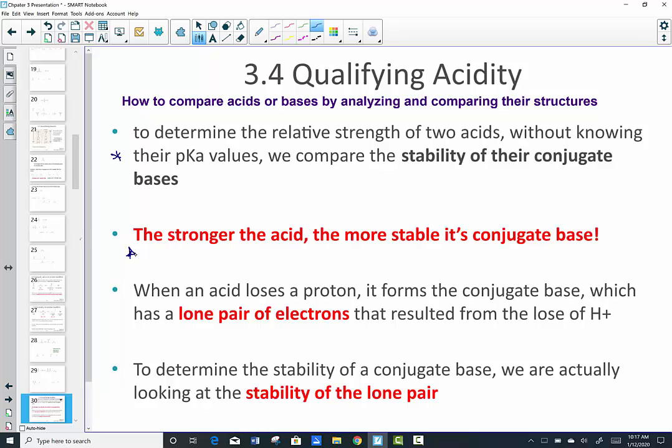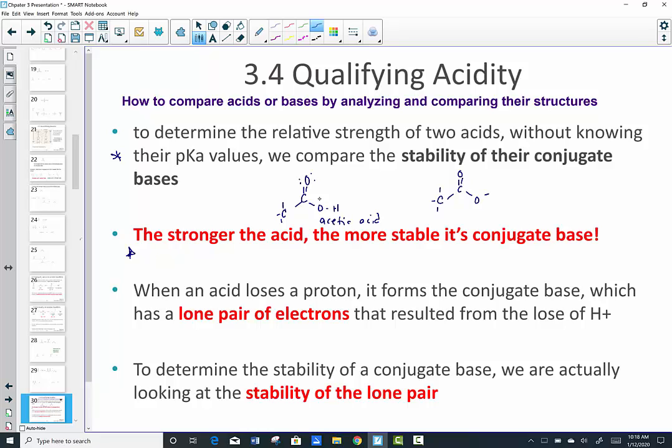The conjugate base must be able to stabilize the lone pair of electrons that resulted from the loss of the proton. So to determine the stability of a conjugate base, we're actually looking at the stability of the lone pair. For example, let's say we have an acid such as acetic acid, CH3COOH. You hear that "coo" at the end. This is acetic acid. Its conjugate base, of course, is the loss of its proton, and you would see this then as O negative.